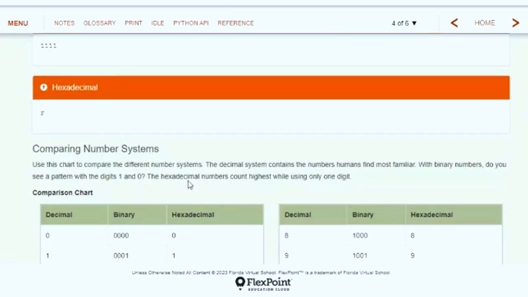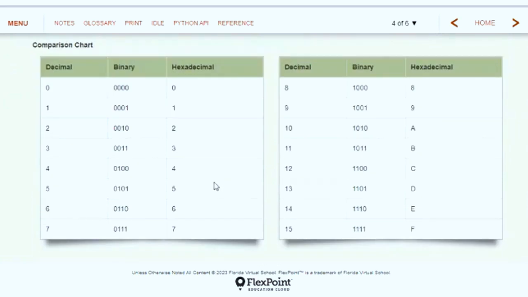So let's compare the number systems. Here's all three: hexadecimal, binary, and decimal. Let's look at number 5. 5 is 0, 1, 0, 1, or just a 5. If we look at 13, it's 1, 1, 0, 1, or just a D. 14 is 1, 1, 1, 0, or an E. So there is a chart with the first 16 numbers in all the systems, starting with 0 in decimal. 0 to 15, that's 16 numbers.